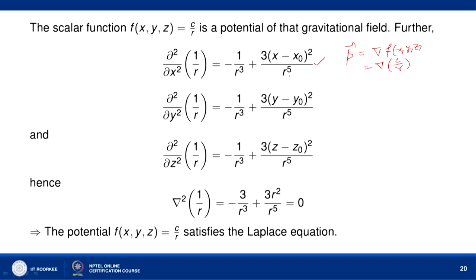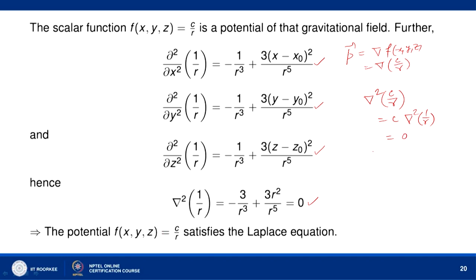Similarly, del square over del y square of 1 over R comes out to be this, and del square over del z square of 1 over R comes out to be this. When you add up all of them, you get del square of 1 over R, which is minus 3 over R cube plus 3 r square over R to the power 5, which is equal to 0. Therefore, f(x,y,z) equal to C over R: del square of C over R is equal to C times del square of 1 by R, and this del square of 1 by R is 0, so this is 0.